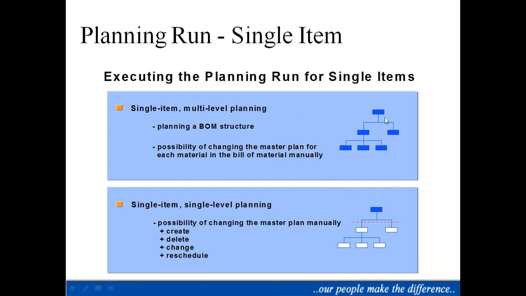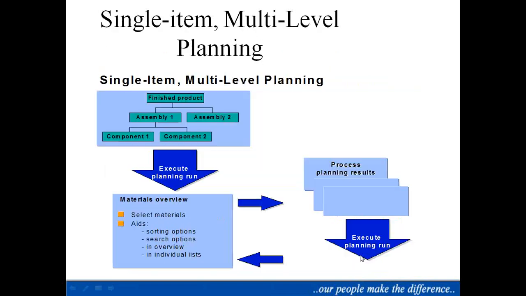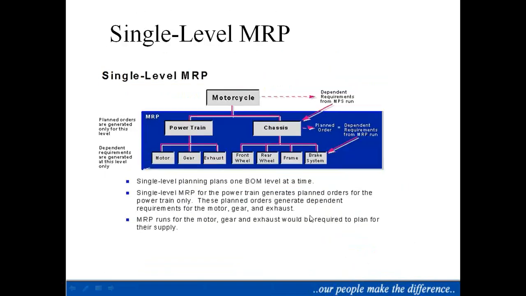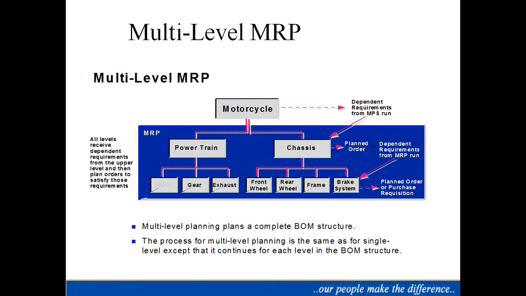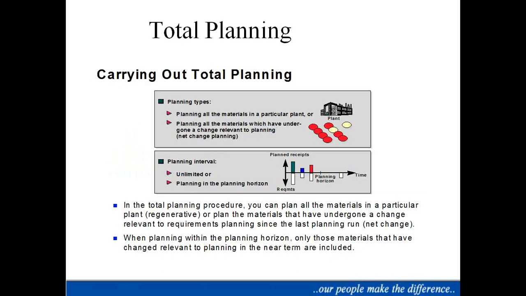Single item, multi-level means it will plan for all the components. Single item, single level means it will plan only the first level of the components. It will not look into the further levels. The same concept applies to single item, multi-level, different. In this case, overall planning is for the entire plant, for all materials, that is regenerative planning, which is used at the beginning stages.